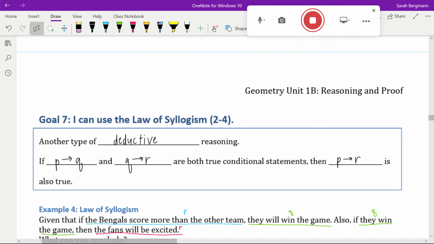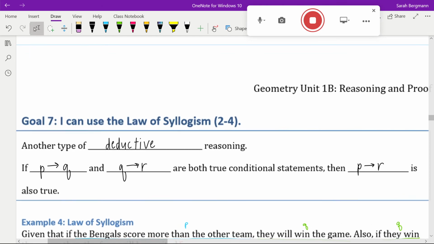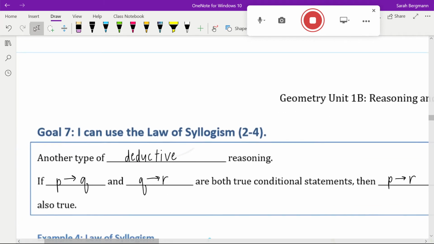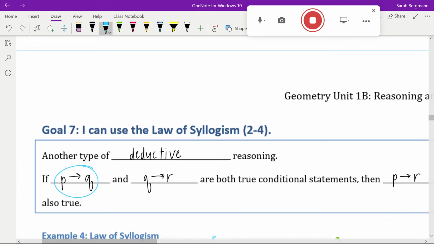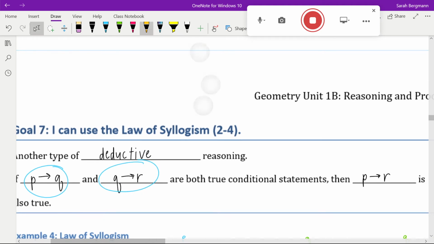Let's now talk about the law of syllogism. This is another type of deductive reasoning, and it says that if P implies Q and Q implies R are both true conditional statements, then we can basically skip over the middle statement, Q, and we can go directly from P to R. So we can conclude that P implies R.